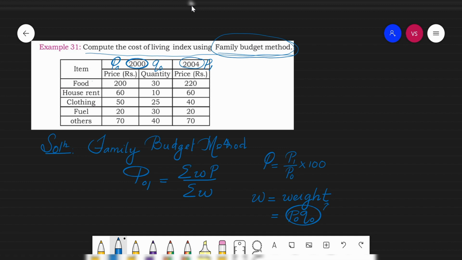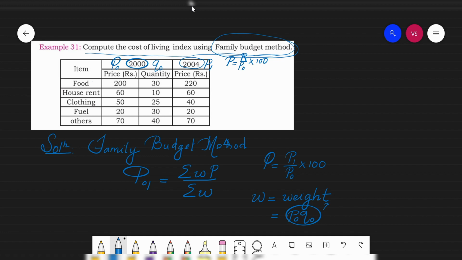So first thing that we need to do is we need to find out P, students. What is P? I said P is equal to P1 upon P naught into 100. This is the first value that we need to find out.